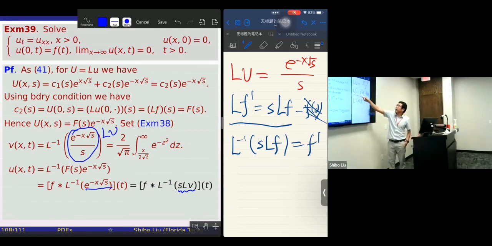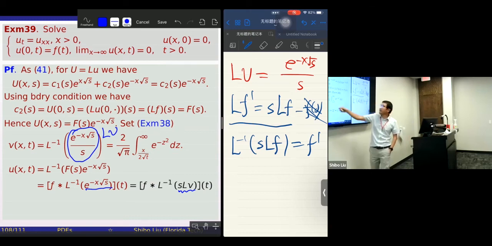L of F prime equals S L of F minus F0. When F0 is 0, you have L of F prime equals S L of F. So applying the inverse Laplace transform, the inverse transform of the right-hand side, that is L inverse of S L F, equals the inverse transform of the left-hand side. But the left-hand side is the Laplace transform of F prime. Applying the inverse transform, you return to your F prime. Okay? So we have this property, but it is true only if F0 is 0.